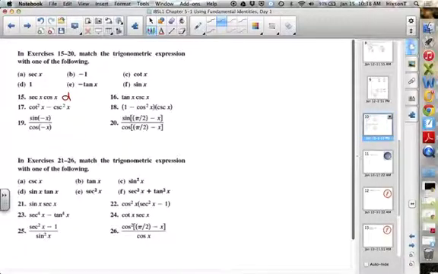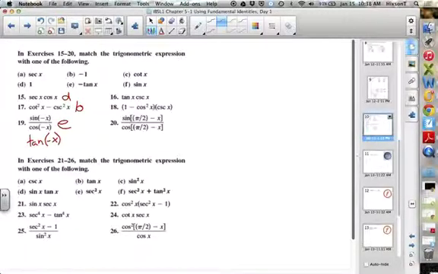15D, cotangent squared minus cosecant squared is going to be negative 1. Sine of negative x over cosine of negative x is going to be negative tangent. You can think of that one of two ways. Sine of negative x is negative sine of x, and cosine of negative x is cosine of positive x. So negative sine over cosine is negative tangent. Or just think of this as tangent of negative x.